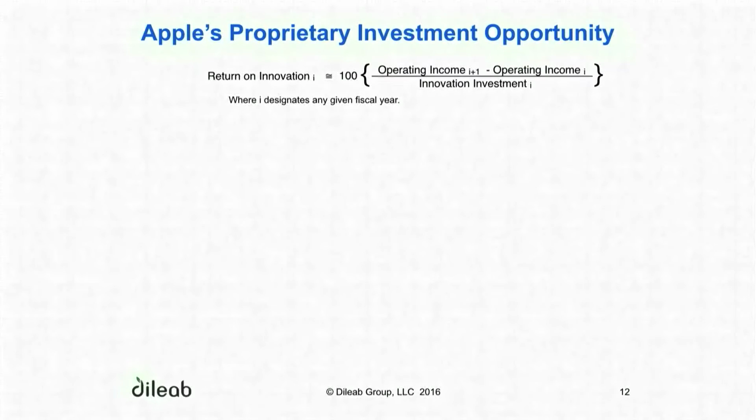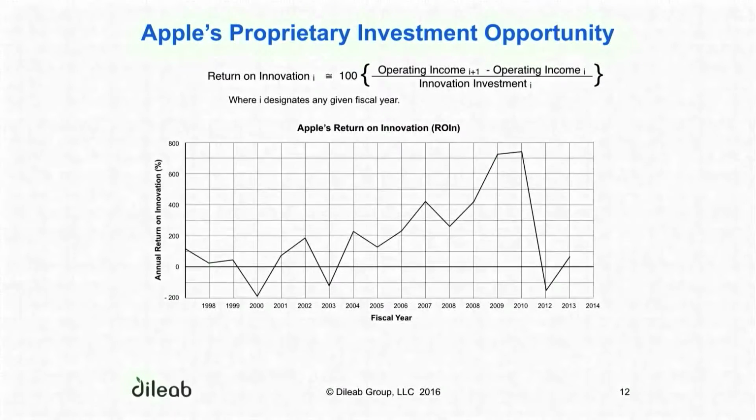The return on innovation investments depends on how they impact operating income. This equation provides a straightforward method for calculating the financial return on innovation. Apple's performance from 1997 through 2013 is shown here. Innovation investments were determined by multiplying Apple's R&D expenditures by 1.2 to allow for other efforts besides R&D that are essential to new product innovation.